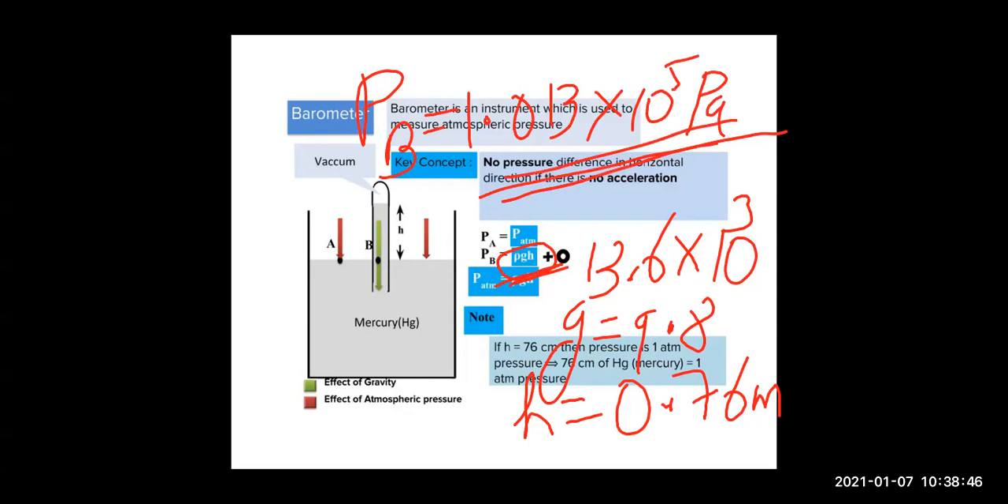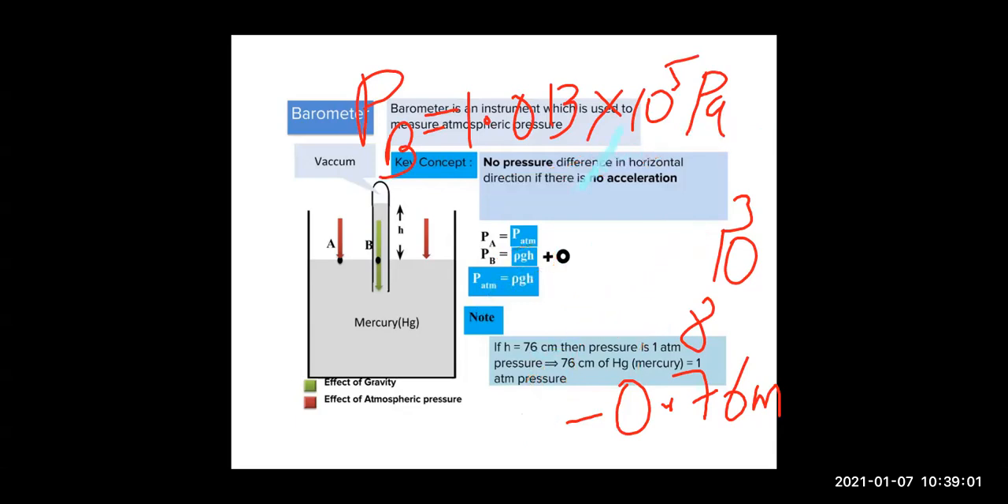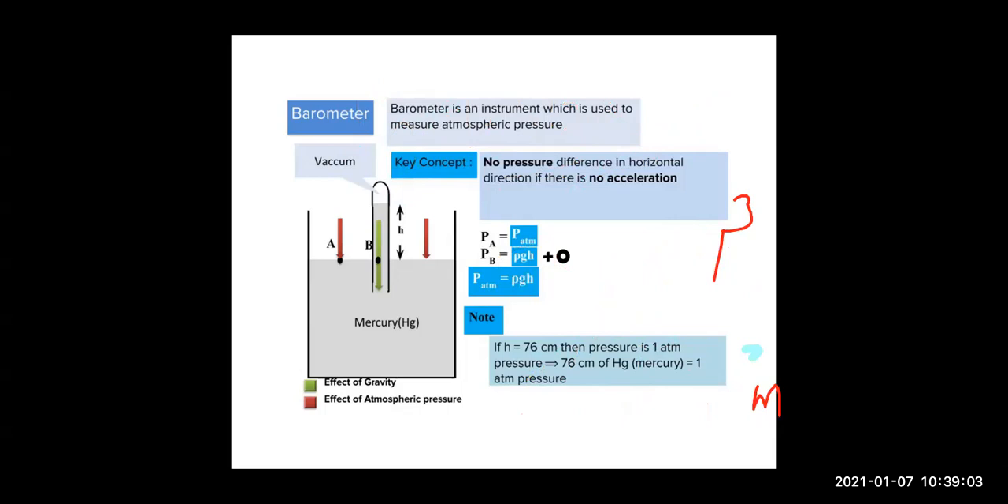So children, instead of mercury, suppose we take water. Right? Why have we not taken water? Because children, if we take water instead of mercury, then this height comes out to 10 meters. And practically, handling a 10-meter long apparatus to measure the atmospheric pressure is not possible. So for that, we are using mercury over here.